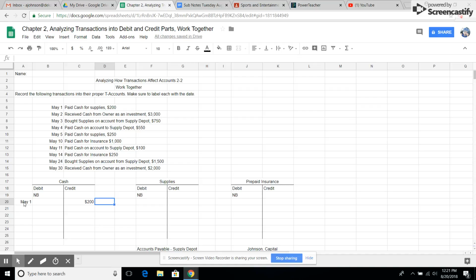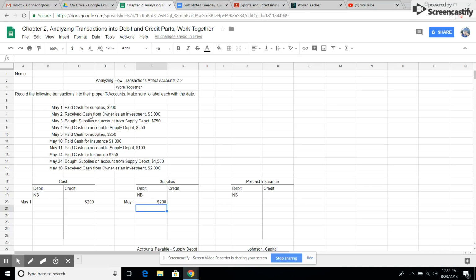If we purchased supplies, then that means our supplies account is going up. So we want to put our supplies $200 on the debit side. Okay, so we have our debit and our credit. So we paid cash for supplies, so cash is a credit, supplies is a debit.